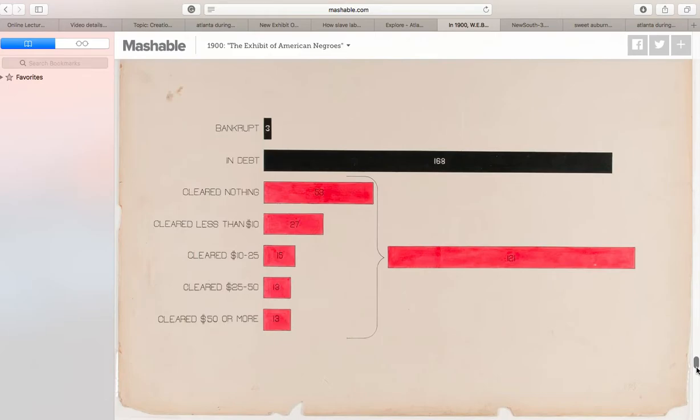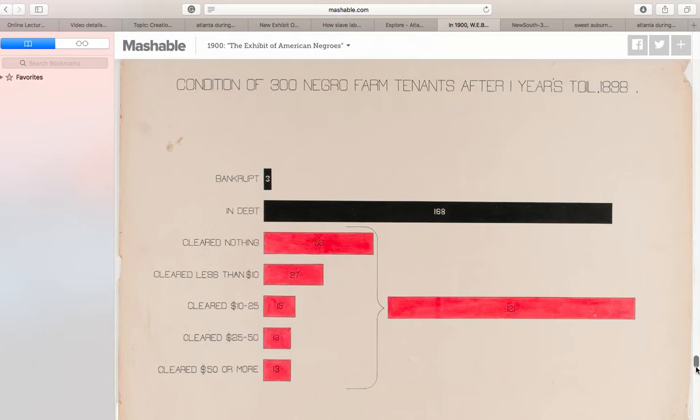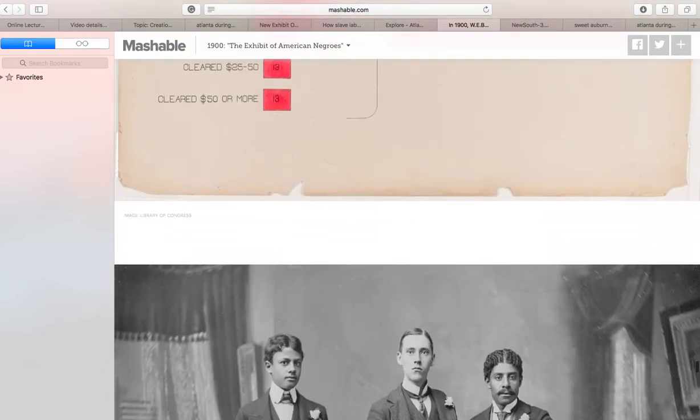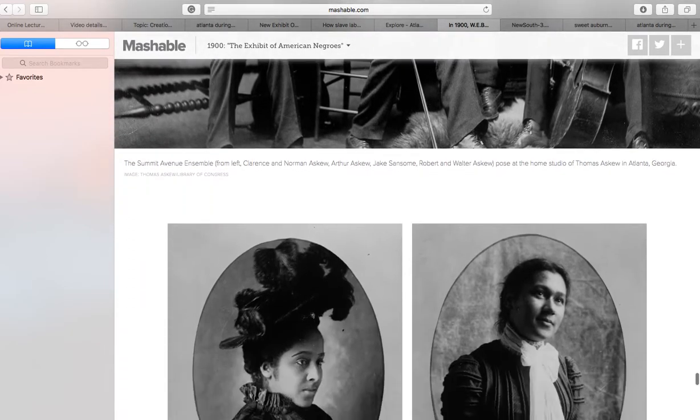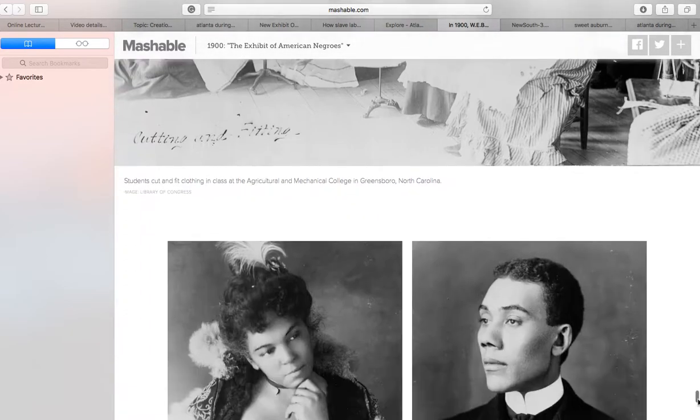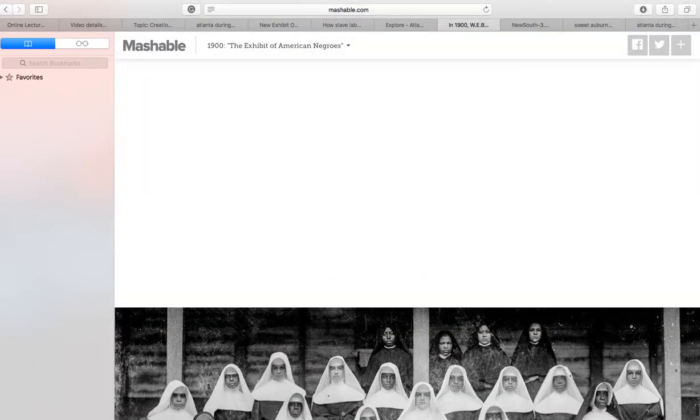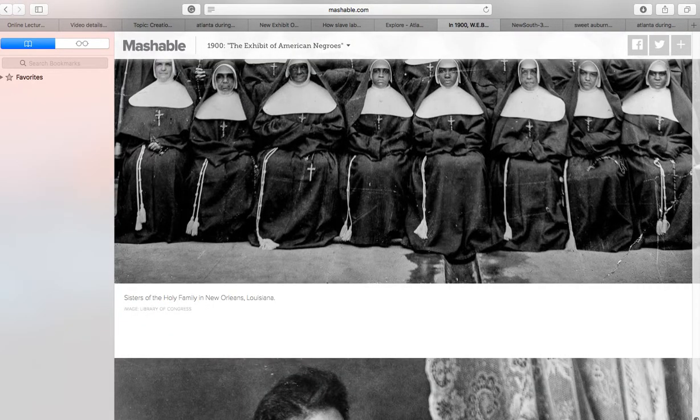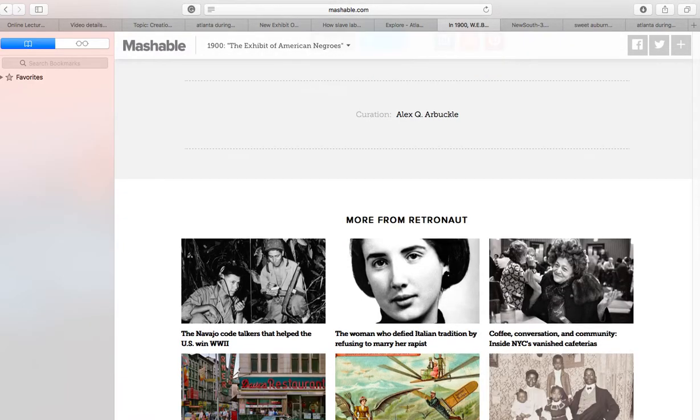We see the condition of 300 Black farm tenants after around 1898. Most African Americans are in debt because of the system of tenant farming. You see how the system itself is producing a level of indebtedness that people can't seem to get out of. Of course, there are also other occupations because of the industrial South. This picture is also so amazing, of the Sisters of the Holy Family in New Orleans.